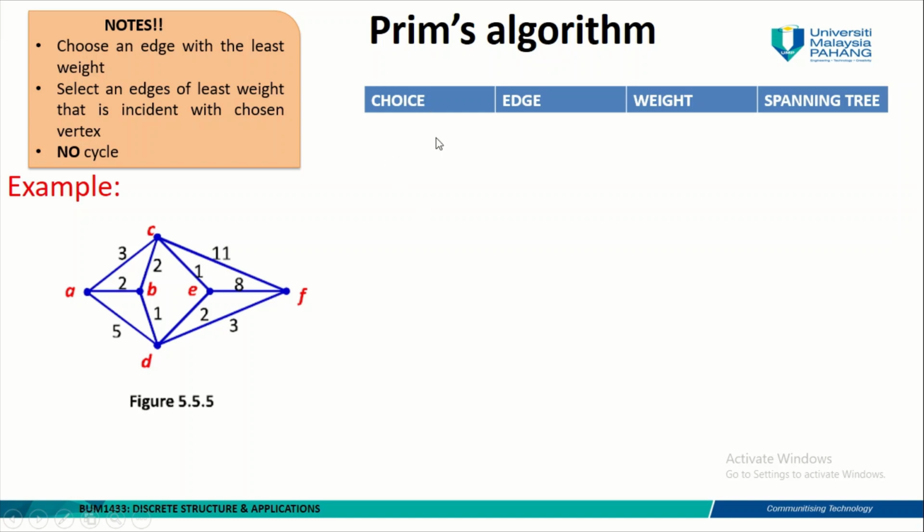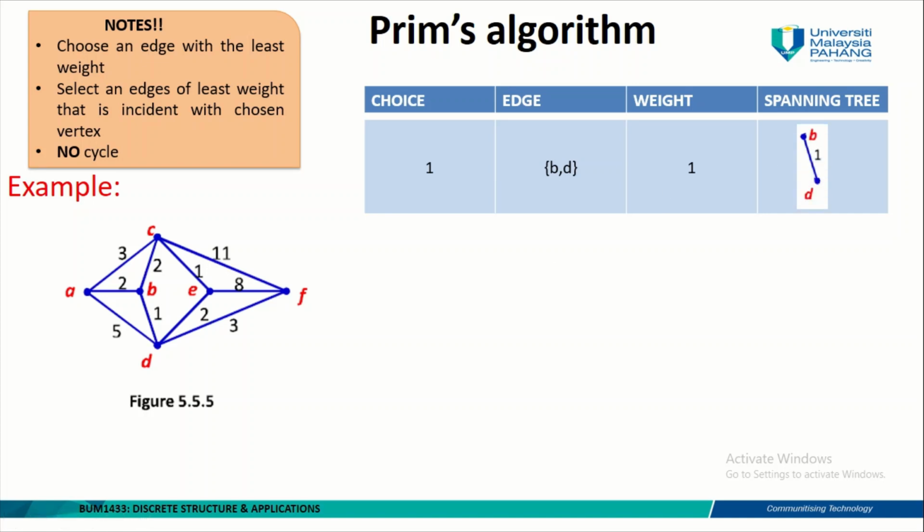Alright, so the first choice is we need to choose an edge with the least weight. In figure 5.5.5, we see that the least weight is 1, at the edge BD and the edge CE. So we can choose either one, whether we want to choose BD or the edge CE. Let's say I choose the edge BD as our first choice. So we write down the weight, which is 1, and we draw the spanning tree of BD.